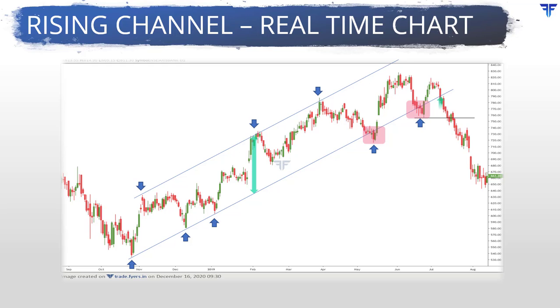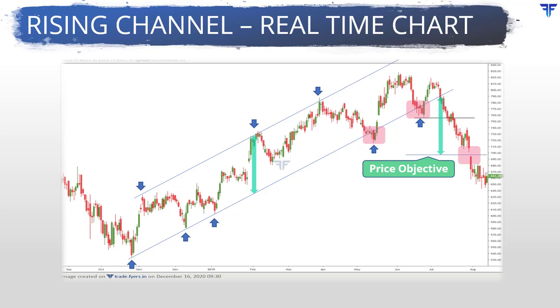The minimum price objective of the channel breakdown can be calculated by measuring the width of the pattern and then subtracting this width from the channel breakdown point. In this case, when the price achieved the channel objective, see that a gap down candle emerged. The emergence of such a gap down candle indicates a strong selling pressure. In such a case, it would make sense to hold on to the short position and trail the stop loss lower.